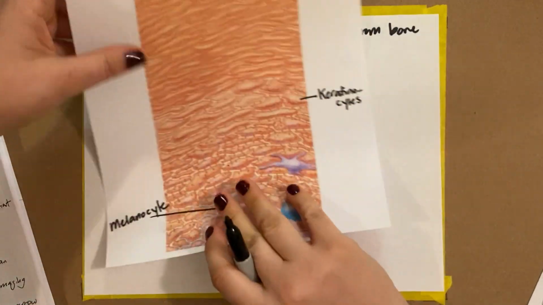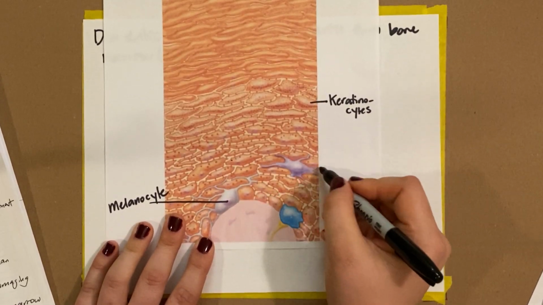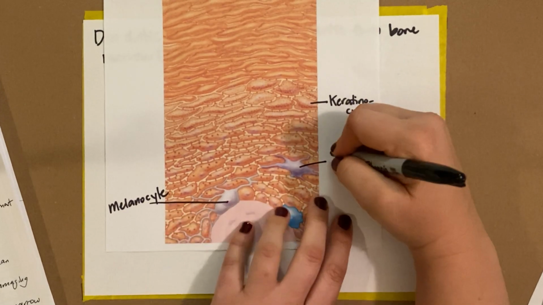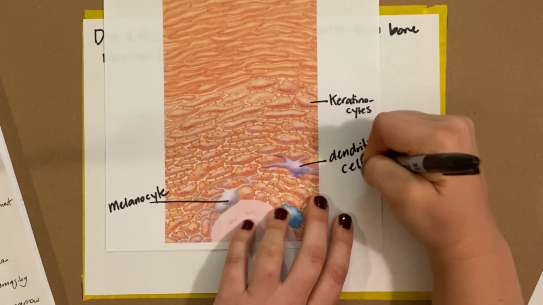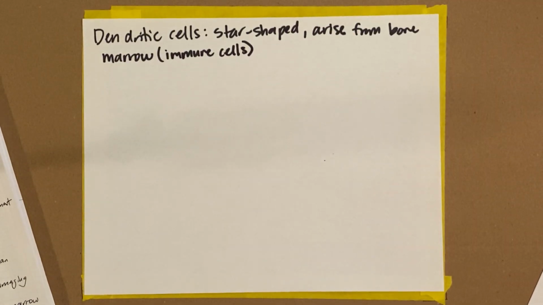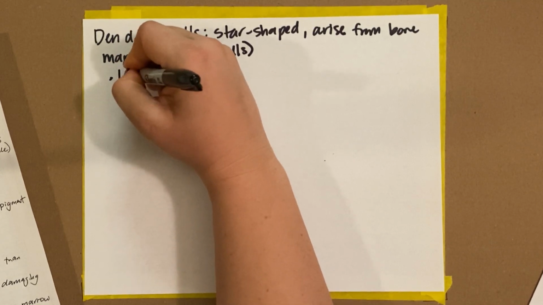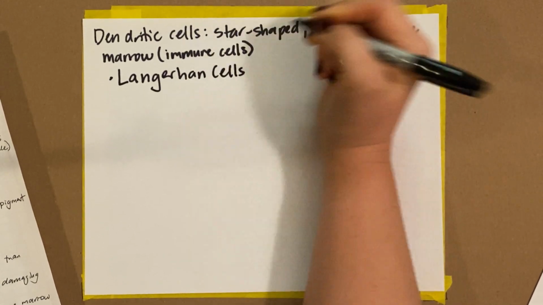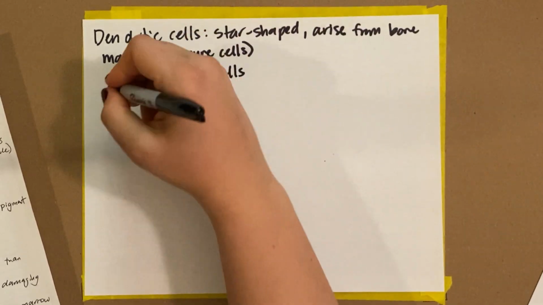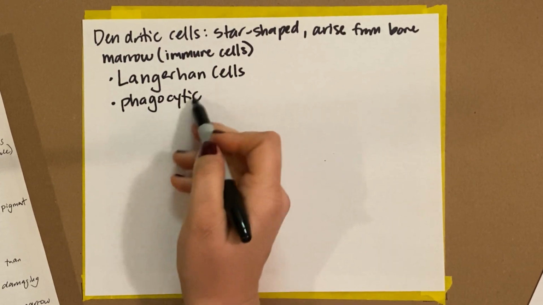Okay, on our image right here, this is going to be the dendritic cell. So it kind of has these projections. So dendritic cells. All right, so these are going to be kind of immune cells. They are also called, and this is important because this may show up on the test, Langerhans cells. Okay, and these are phagocytic, which means that they eat. They're cells that eat things.